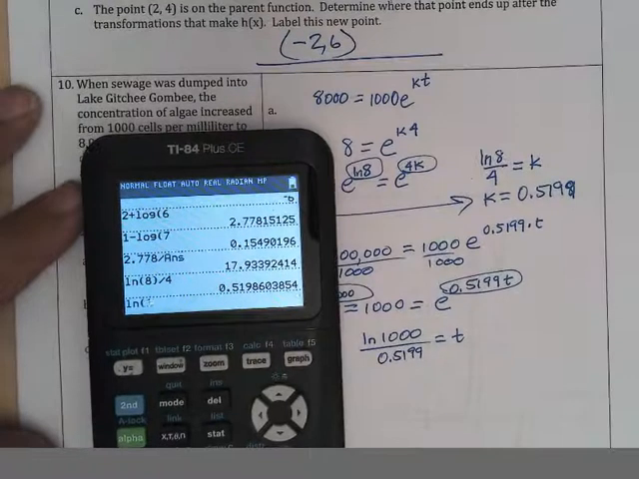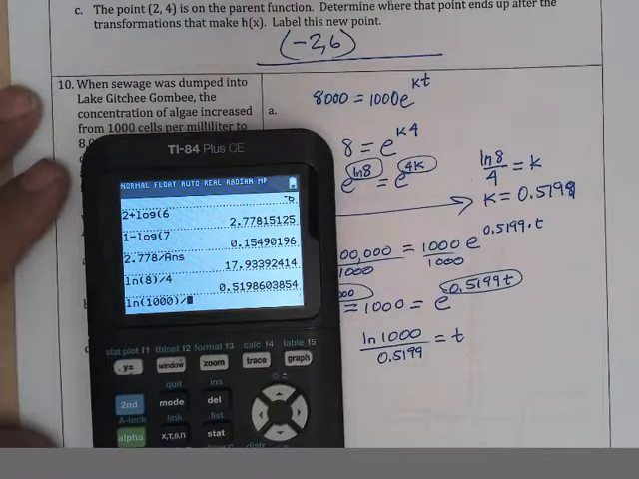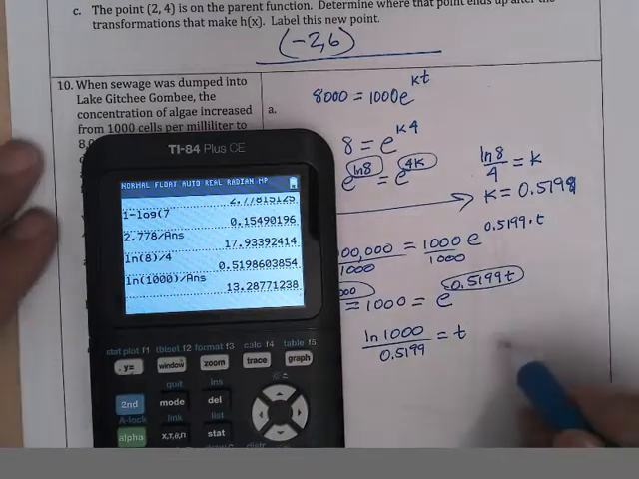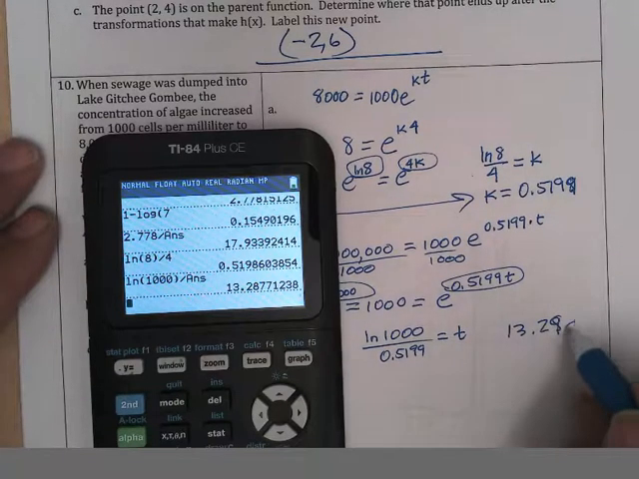So ln 1,000 divided by my last answer, and I get 13.29 days.